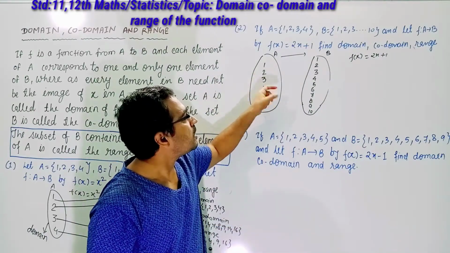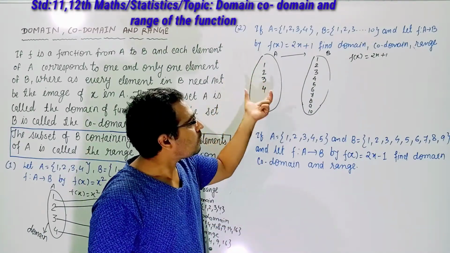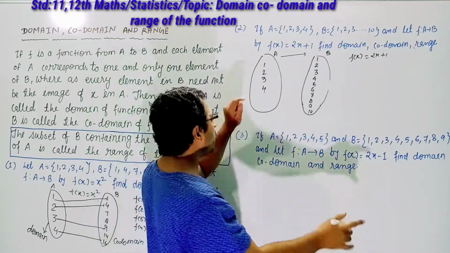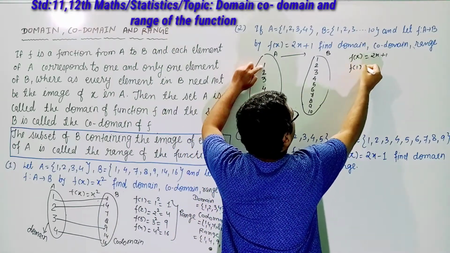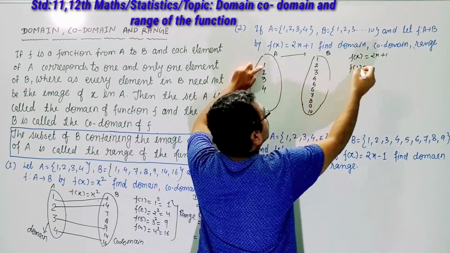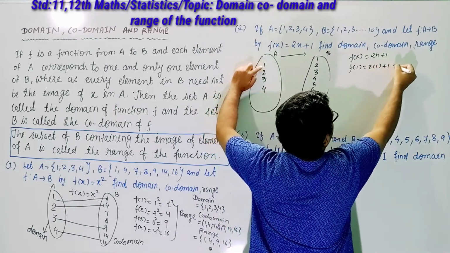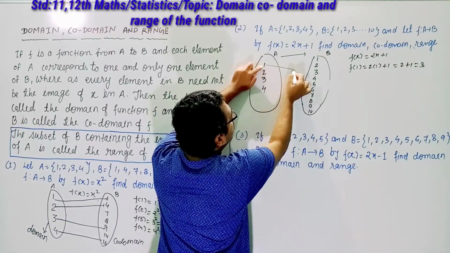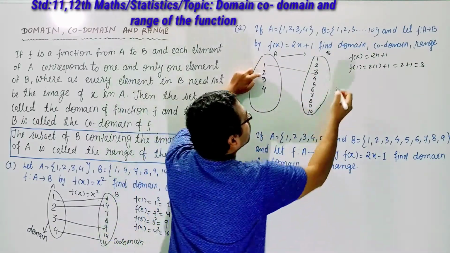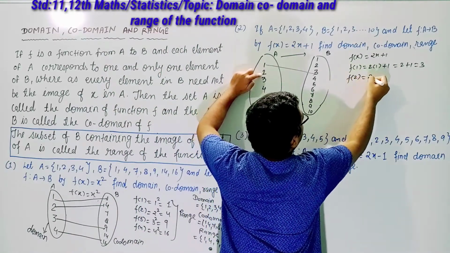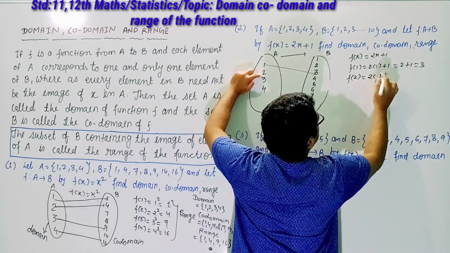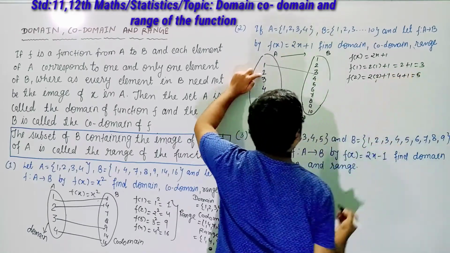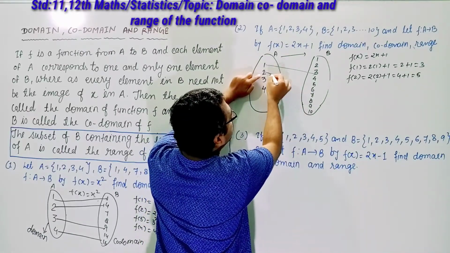This is the input, and according to these inputs we will find some outputs. Those outputs are what? Images. Okay, putting 1 over here, f of 1: 2 into 1 plus 1, you are getting 2 plus 1, 3. So the image of 1 is 3. Now substituting 2 in place of x: 2 into 2 plus 1, 4 plus 1, this is 5.